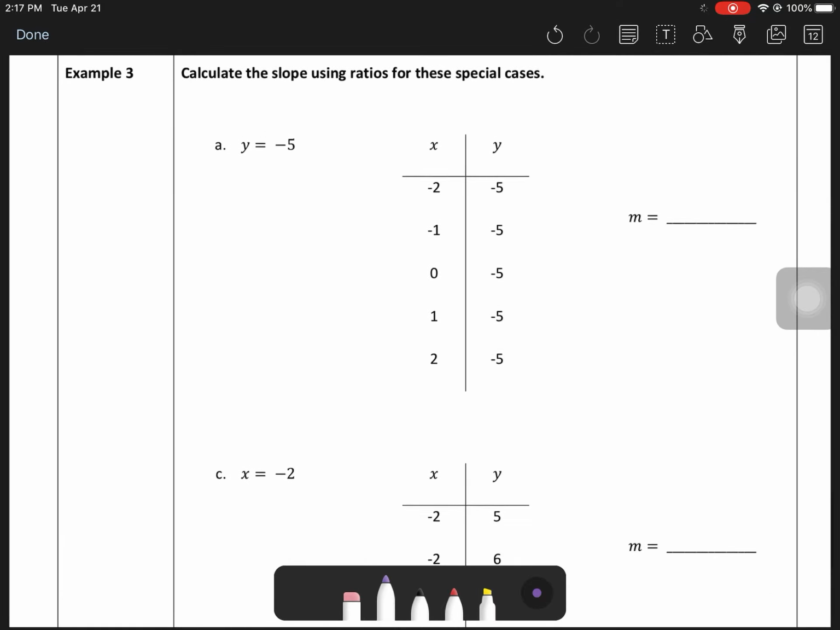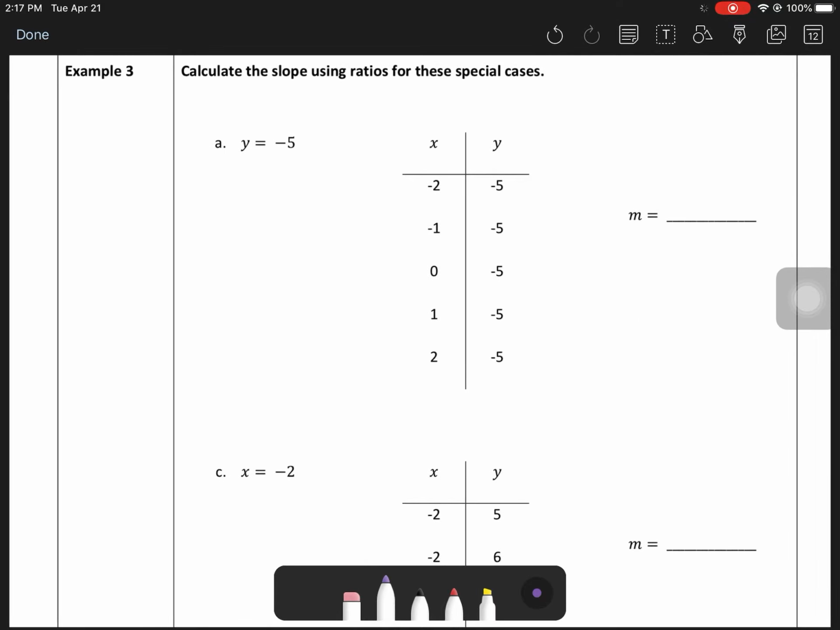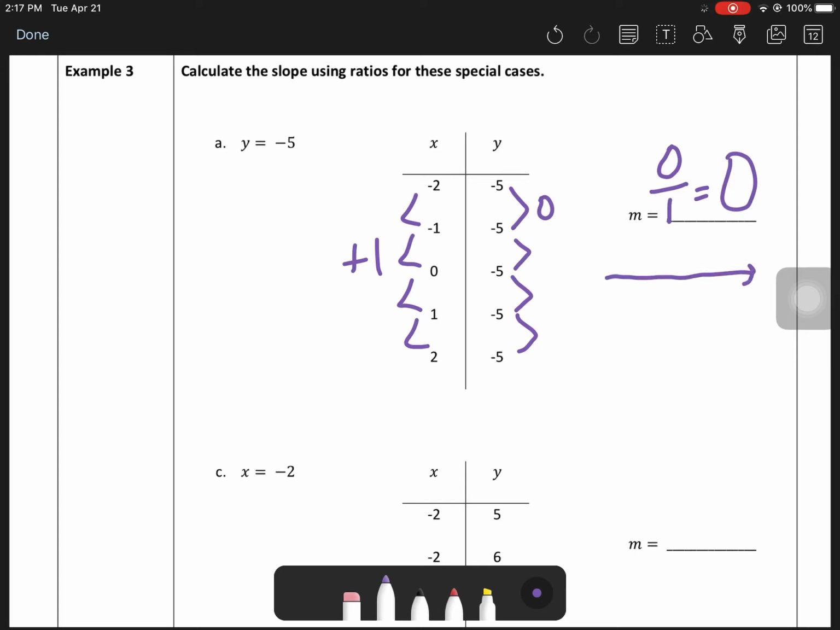So let's take a look at this one. Y equals negative 5. So what's happening is we're not changing at all in the y column, but in the x column, we're going up by 1 every time. So rise over run, 0 over 1, 0 divided by anything is 0. That means that the slope is 0, and the 0 slope is a horizontal line.